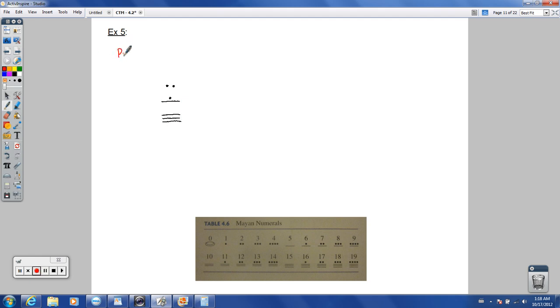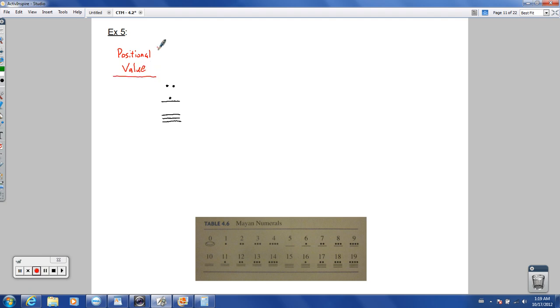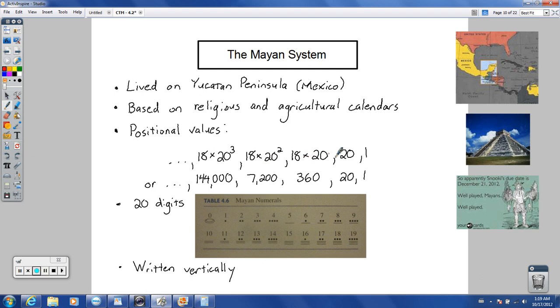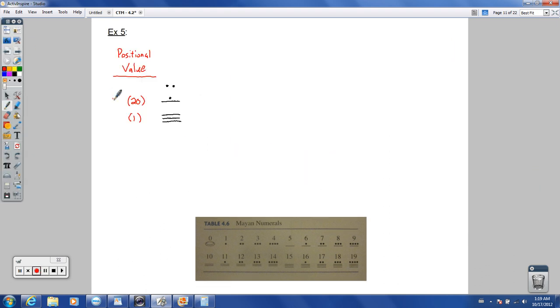There we go. So here I'm going to put my positional value in a column over here. So this positional value, let's start down here with the bottom one. This is a positional value of 1. So that goes along with this. This one is a positional value of 20. And then the next one is where it's kind of strange, but 18 times 20 now is the next positional value. So this one is a group of 18 times 20.